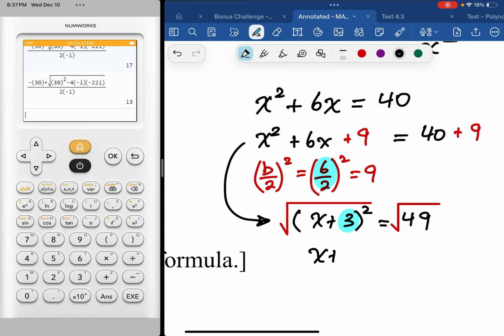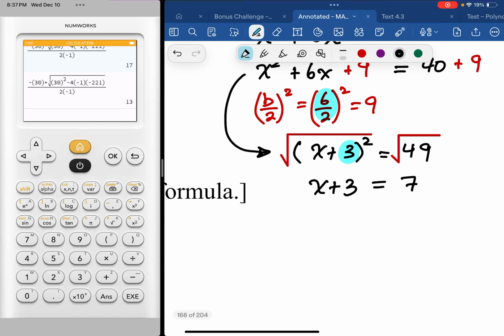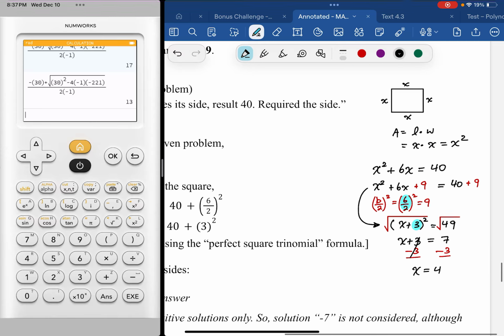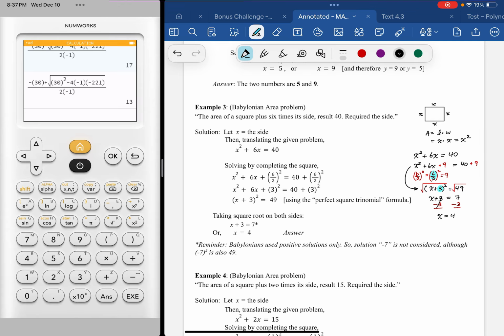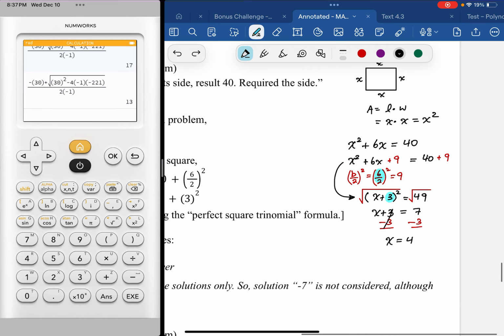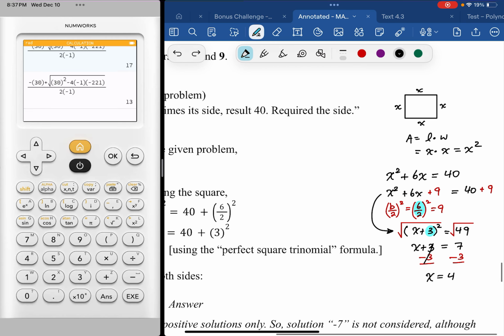Left-hand side becomes x plus 3. Right-hand side is just the 7 because this is an area problem. Subtract the 3, and we get x equal to 4. It asked for us to find the side, and we got a result of 4, which is somewhere here. Yep. All right. And the second problem is essentially the same thing. So if you follow this approach, you'll get the right answer. And yeah, that's really it.